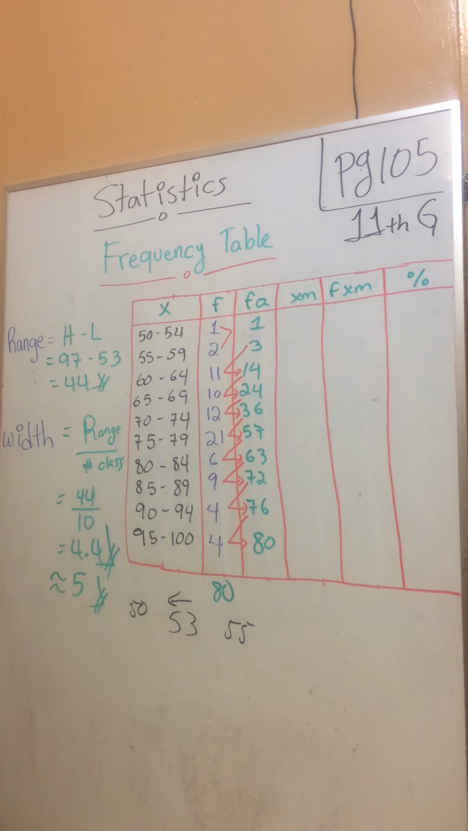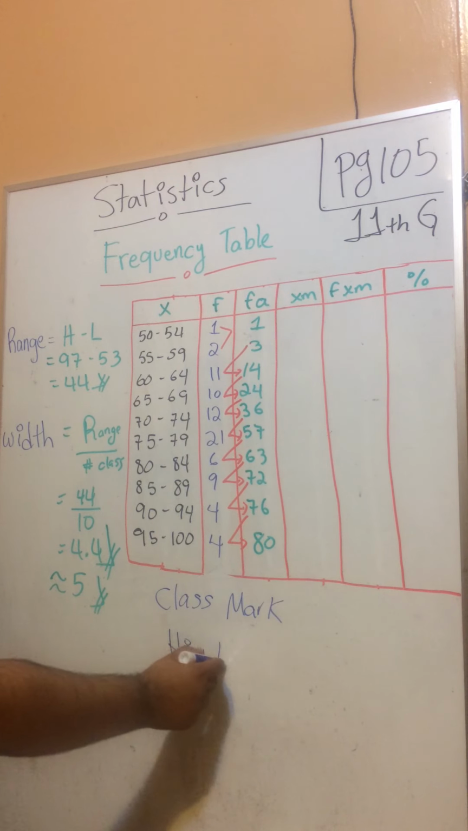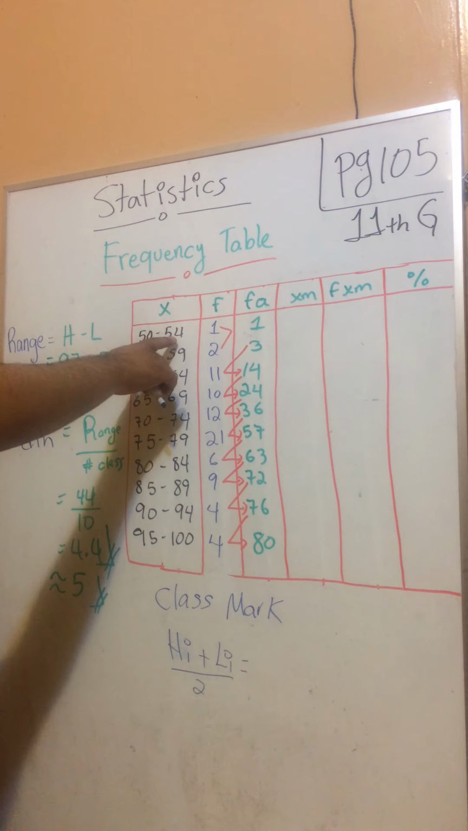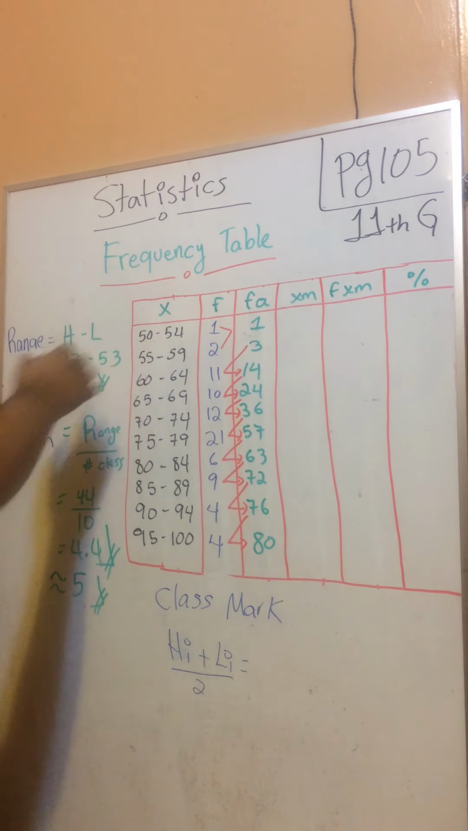Let me put it in equation terms first. We would put the highest term of each interval plus the lowest term, divided by 2. So highest plus lowest divided by 2. So 54 plus 50. Let's do it on our calculators just so that we know. 54 plus 50, 104, divided by 2. So the class mark is 52.